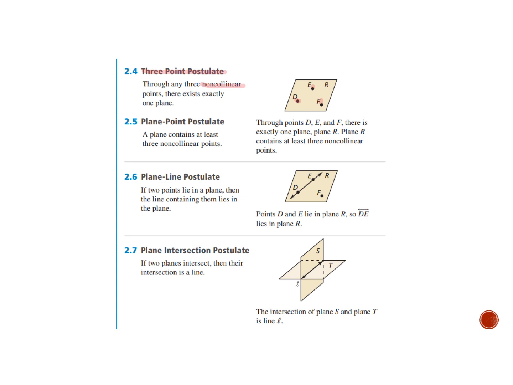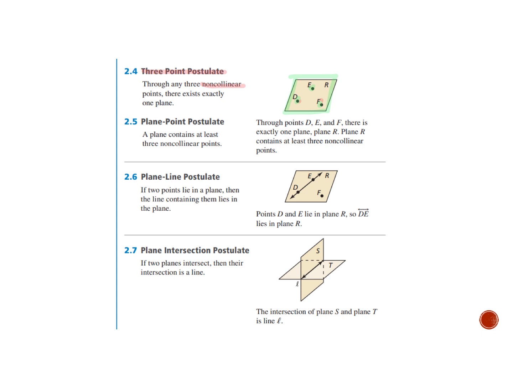Postulate 2.5 is the plane point postulate. And this says a plane contains at least 3 non-collinear points. So again, if we're given a plane, then we know that there's at least 3 points on that plane that can help establish that plane.